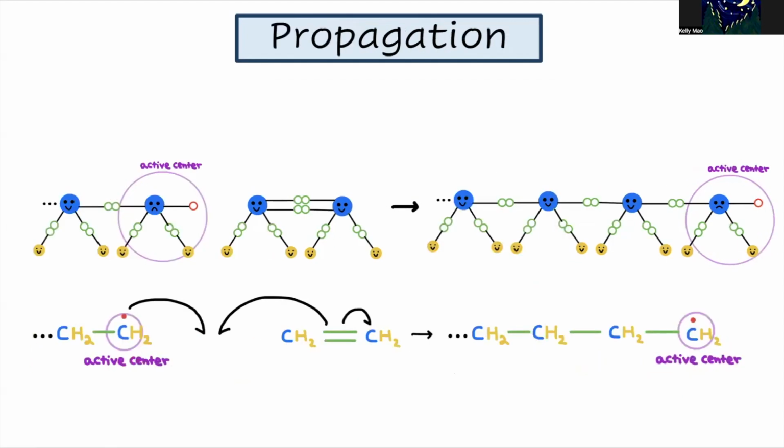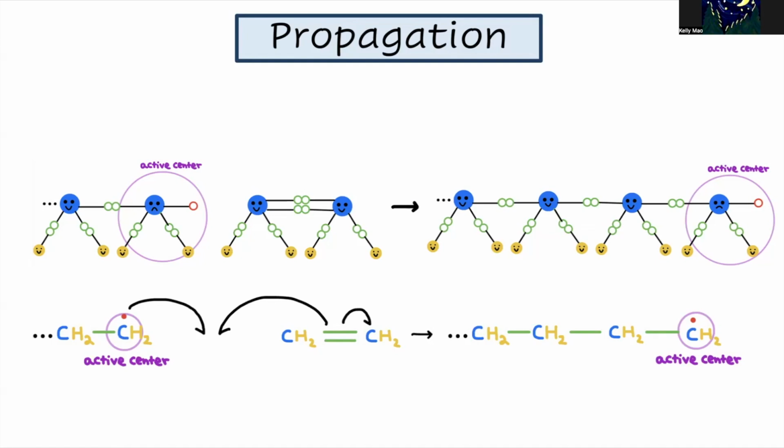The next step in the process is propagation. Here we have a growing chain with an active center at the end. The ellipses mean that the chain continues beyond the boundaries of this image. Somewhere at the beginning of our chain will be our initiator, as we discussed prior.